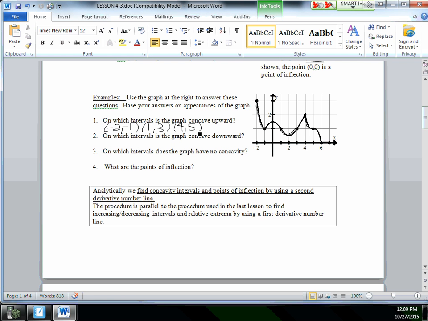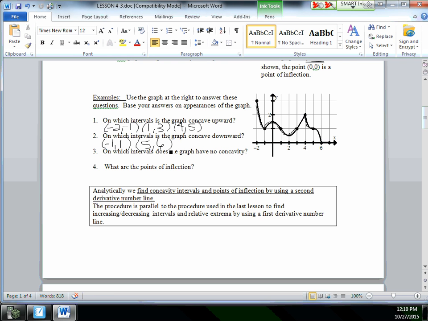Now we want the intervals where we're concave down, so we're looking for that frowny face. My first one is from -1 to 1. Well, right there, nothing's going on. That's linear. There's no concavity there whatsoever. Then my last one is right there from 5 to 6.